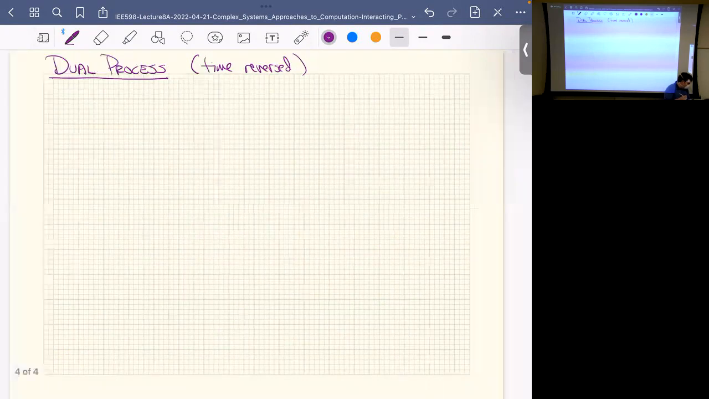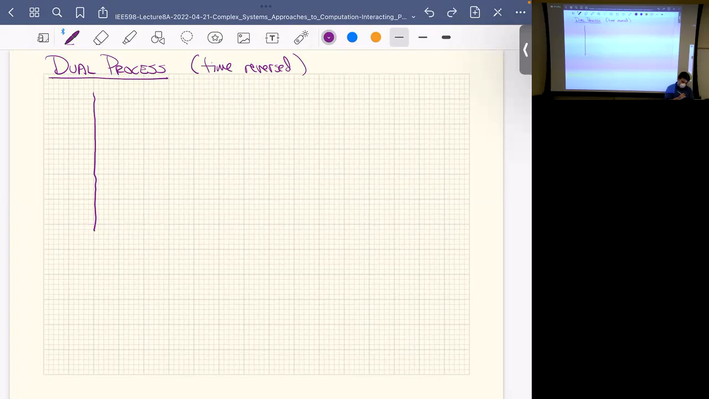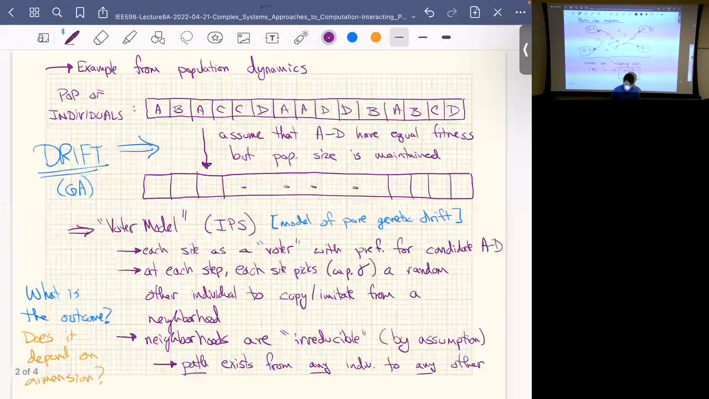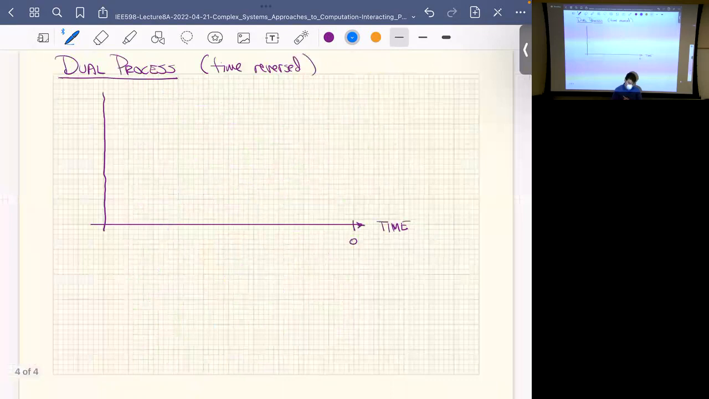So I'm going to plot reversed time on this axis. Time 0 is going to be at this point way over here. On the y-axis, going back to my simple example of this linear case, I'm going to name the individuals: individual 1, 2, 3, all the way to however many there are.